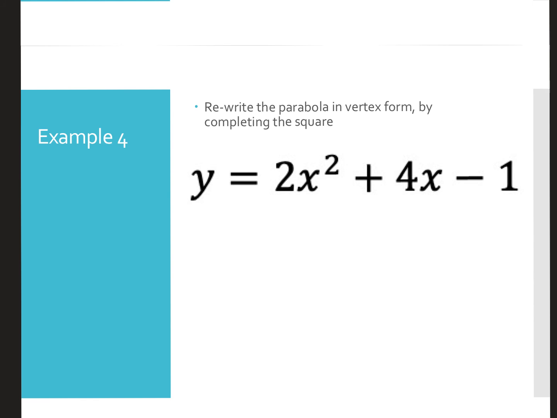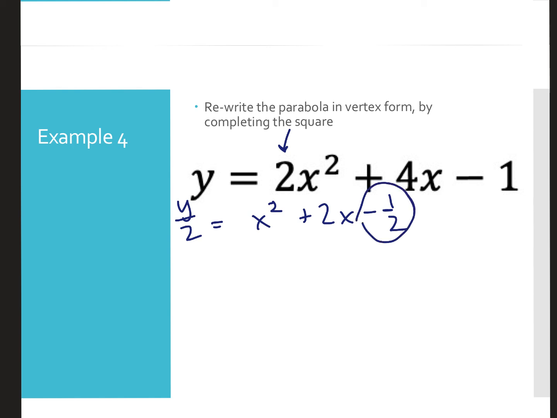Now this one is a really important example because it's the first one that you've seen where the a value is not 1. So what you want to do is divide everything by 2. If I divide everything by 2, I now have an a value of 1. So now I can complete this process one more time.